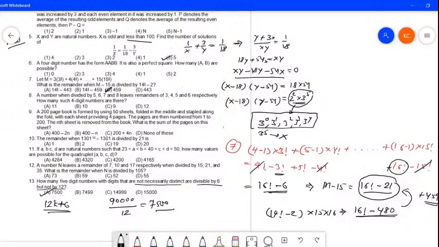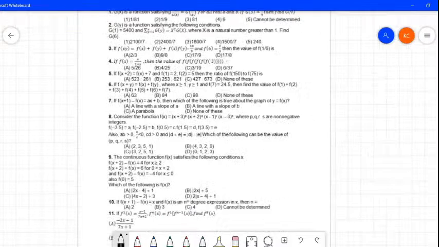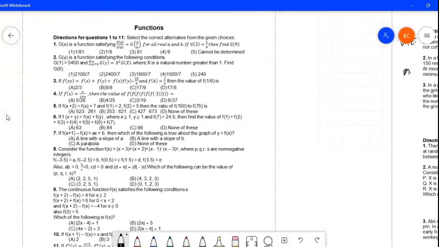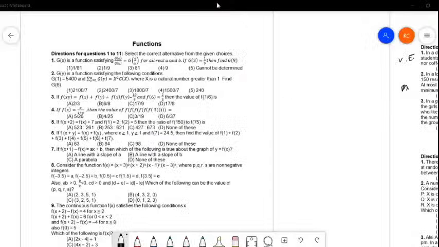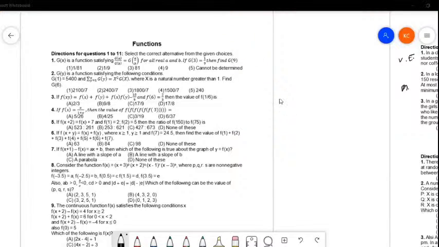Okay everyone. Now let's go to question number 8. Questions from functions. Okay, so let's begin these questions. So functions में कुछ anyone any doubt? Any particular type of questions you would like me to solve?